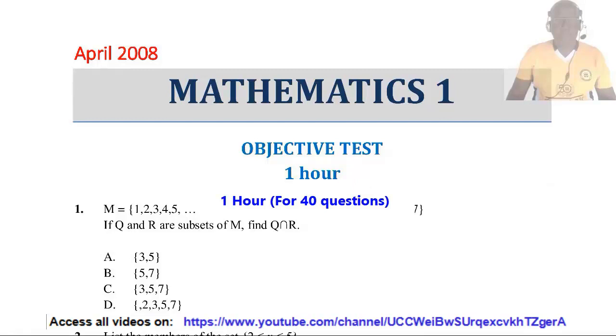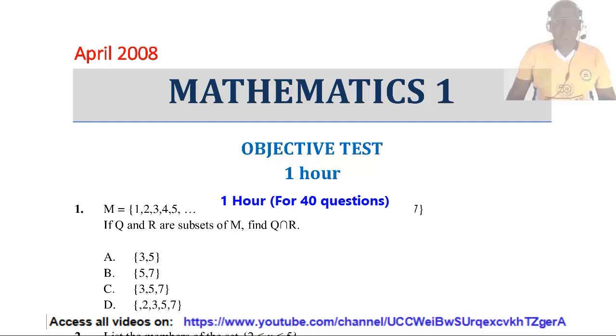April 2008. Mathematics 1. Objective test. Duration 1 hour. Question 1. Set M equals 1, 2, 3, 4, 5, and so on up to 20. Set Q equals 3, 4, 5, 6, 7, and 8. And set R equals 2, 3, 5, and 7. If Q and R are subsets of M, find Q intersection R.